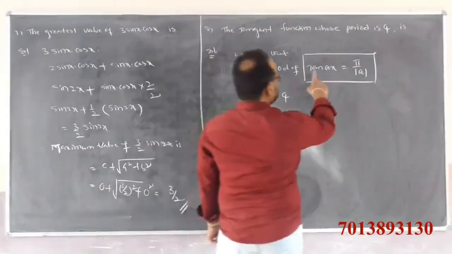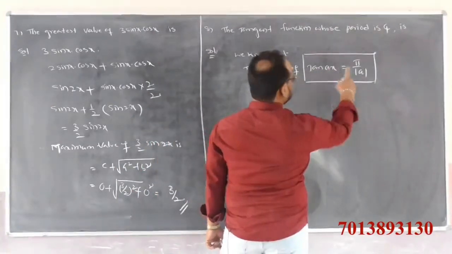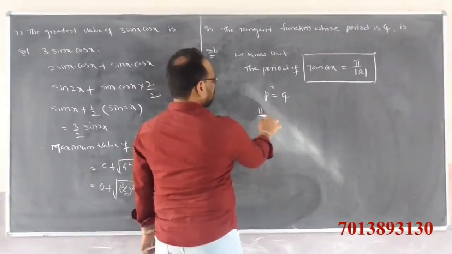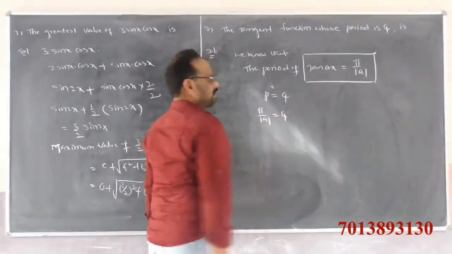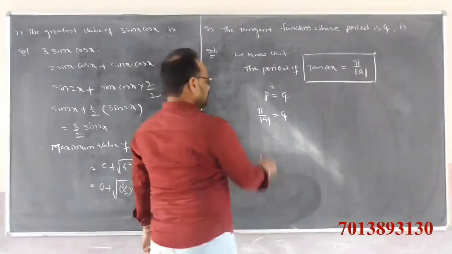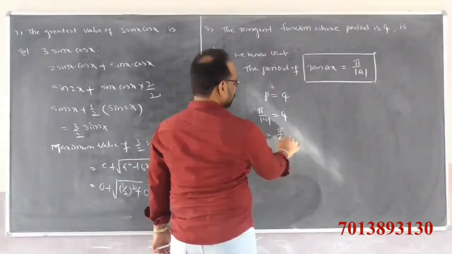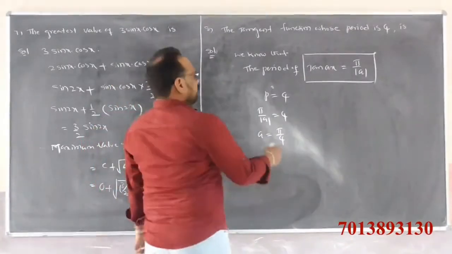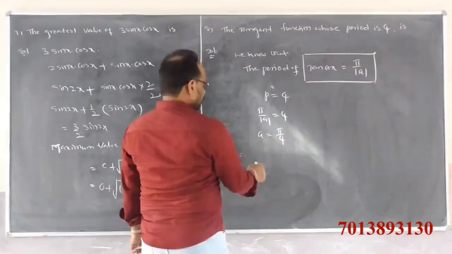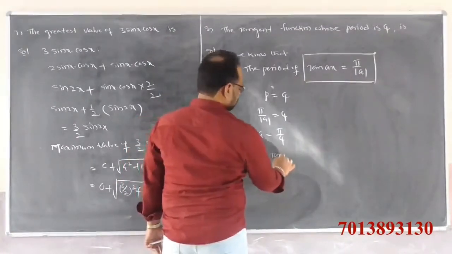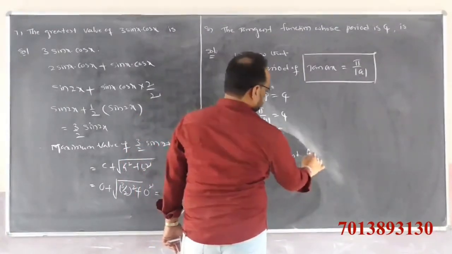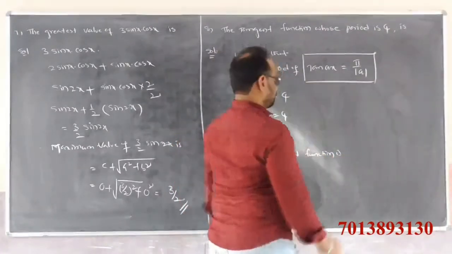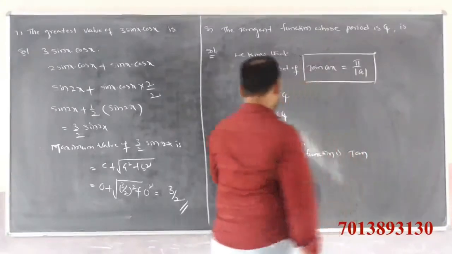That means we want a. For tan ax, the period is pi by mod a. That means pi by mod a is equal to 4, so a is equal to clearly pi by 4. So the tangent function is clearly tan ax, where the value is how much?